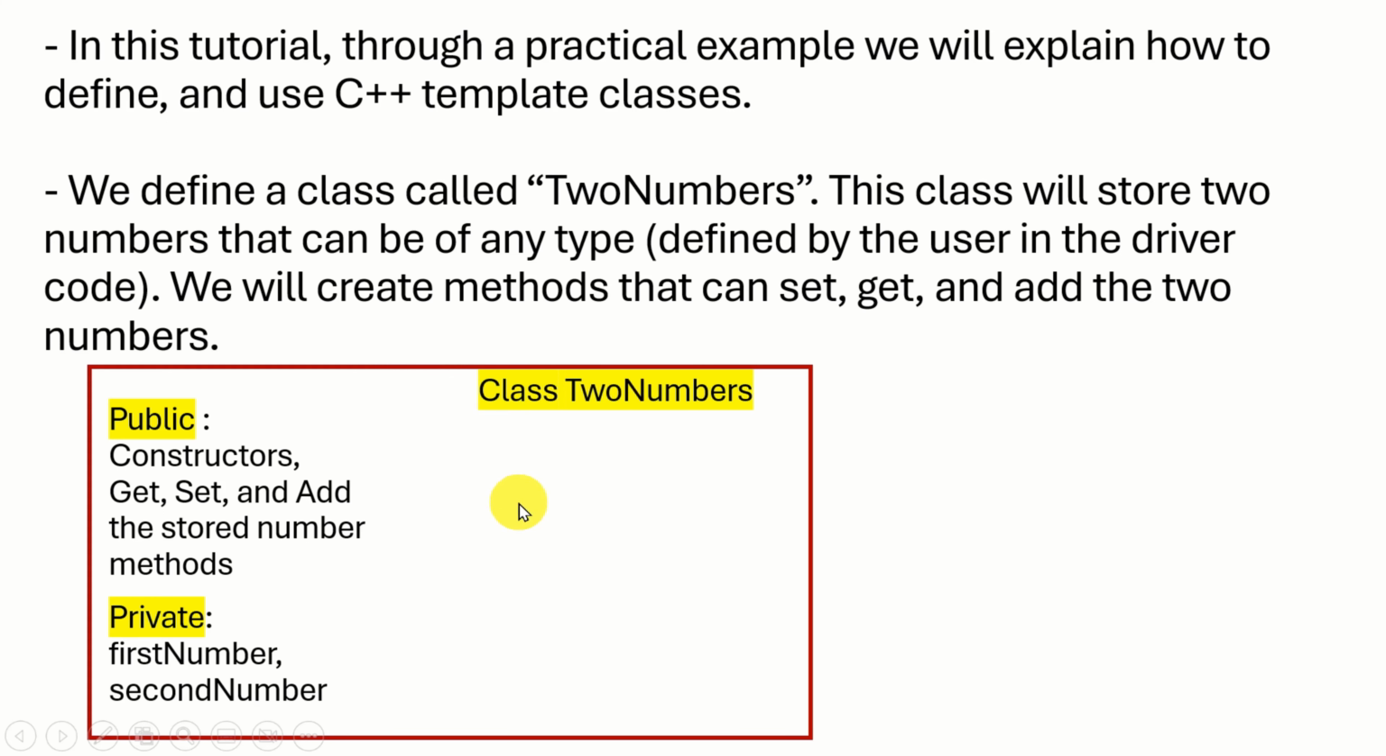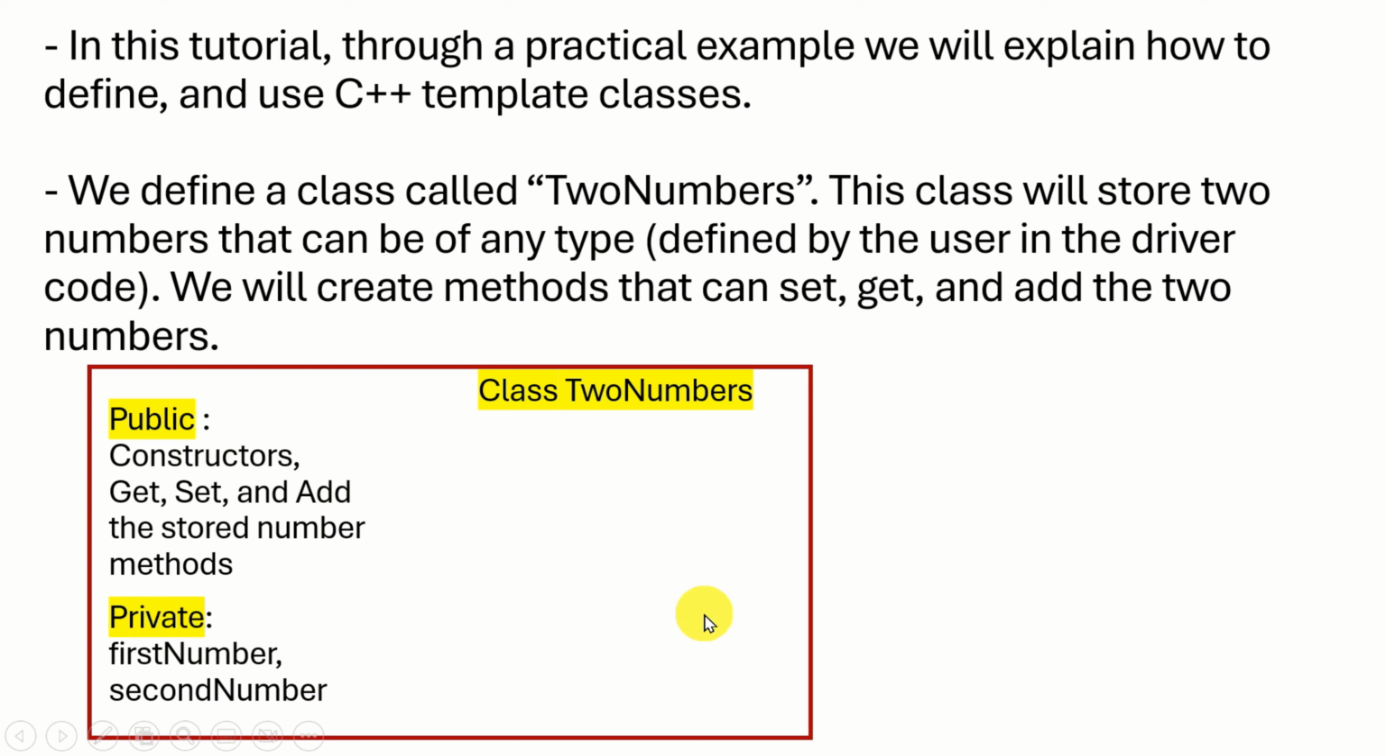This class will store two numbers that can be of any type. And this type will be defined by the user. For example, I can store floats, I can store integer, unsigned integer, even characters. Then we will create methods that can set, get, and add the two numbers. And here's how the class will look like. We will have the public functions or methods, we will have two constructors, then we will have functions or methods that can get, set, and add the stored numbers. And the private member variables will be first number and second number.